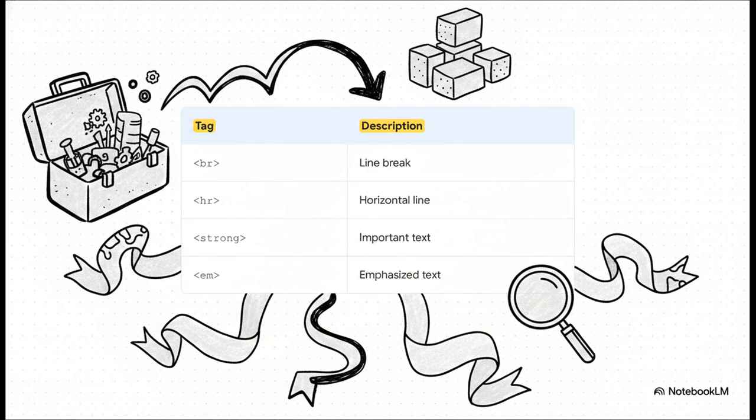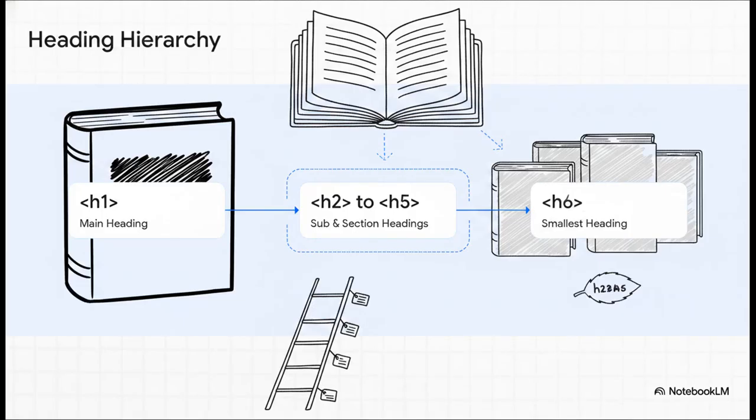From structural headings down to highly specific visual styling tags, we've got total granular control over exactly how our information is digested. Think of heading elements as creating a strict visual hierarchy. You start at the very top with an H1 tag for your massive main title. Then you shrink sequentially down through H2 to H5 for subsections, all the way down to H6 for your smallest subtitles. It's basically the outline of a well-organized book.